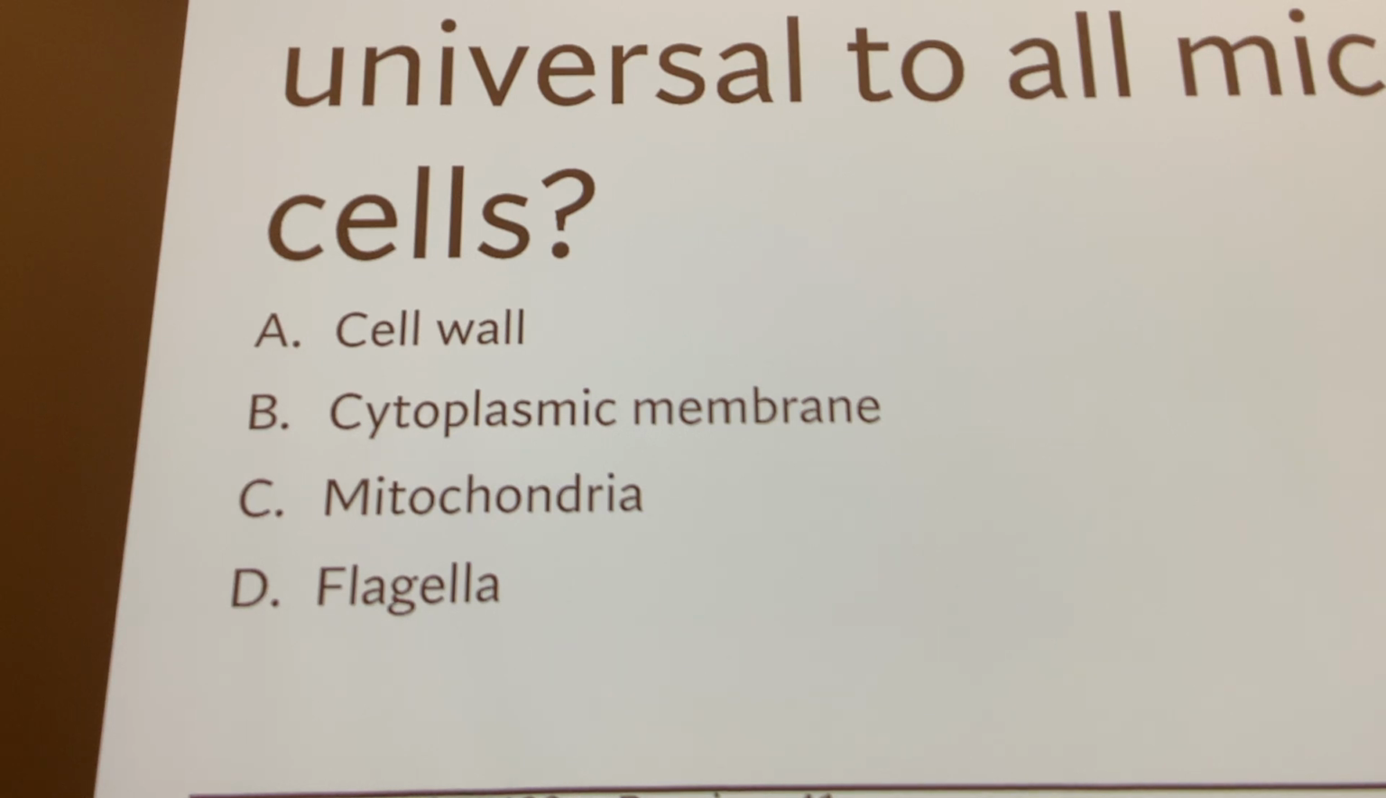All right, so as most people said, the cytoplasmic membrane is this universal feature. We'll talk about organisms that do not have cell walls that are still microbial. Obviously, mitochondria are going to be specific to eukaryotes, and flagella are not the only way that organisms accomplish motility, and certainly not all organisms are motile.